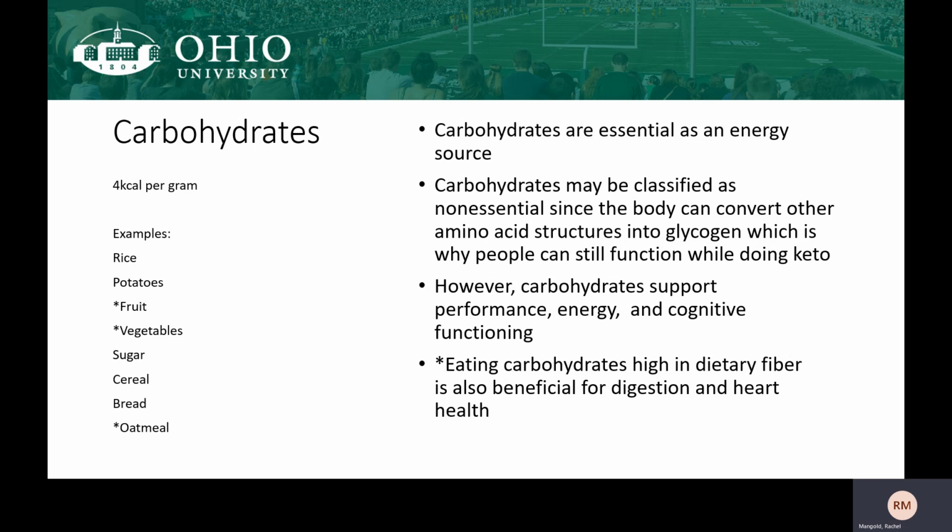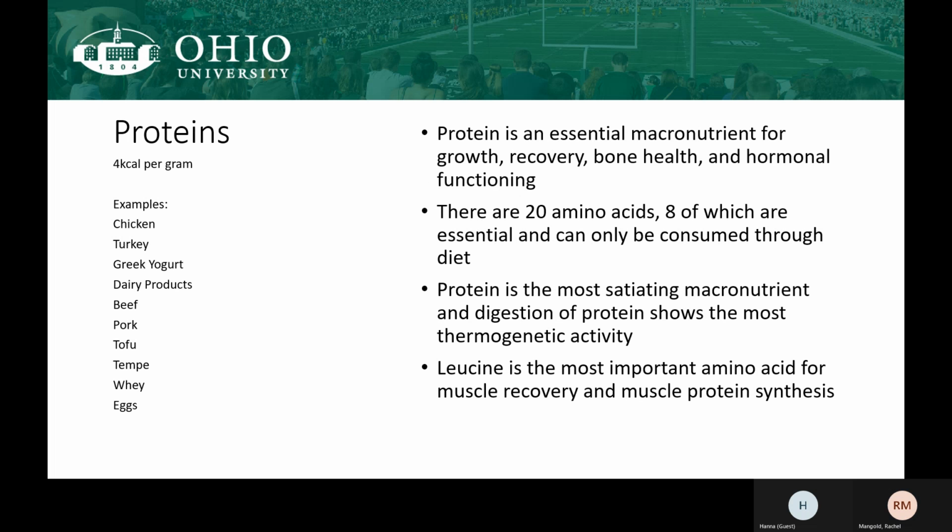And just a little note here on fiber. Eating carbohydrates high in dietary fiber is also beneficial for digestion and heart health. So things like fruit, vegetables, oatmeal, some fortified cereals, those are going to have a higher fiber content. This is really important for our digestion. Typically, it's recommended 25 to 30 grams of fiber. And again, that is included within carbohydrates, most likely if you're tracking.